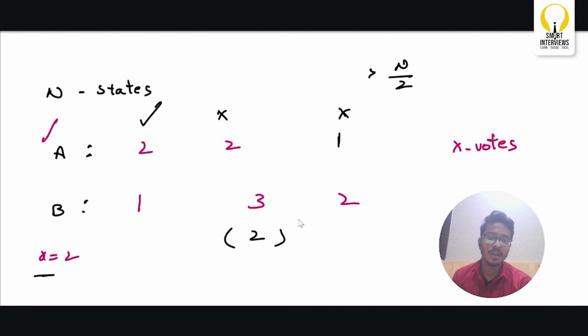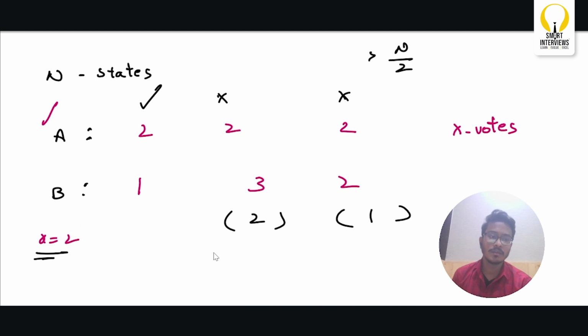Yes. And how many additional votes are required here to make him win? So let's say this was 2. How many additional votes are required? One more vote is required such that A can win. Now, by using this X votes, how will you do it? If you want to do it optimally, if you want to make him win as many states as possible, in a greedy way, what will you do?